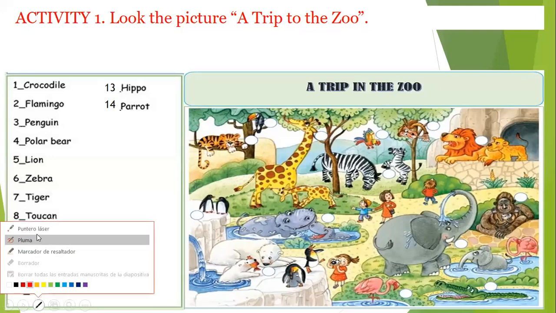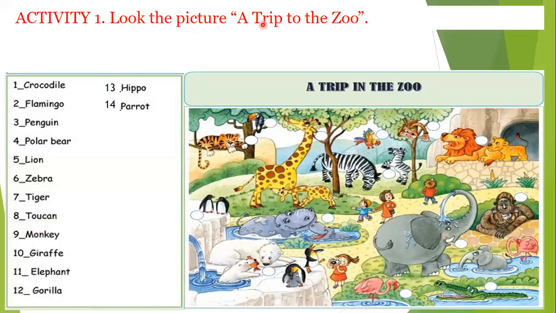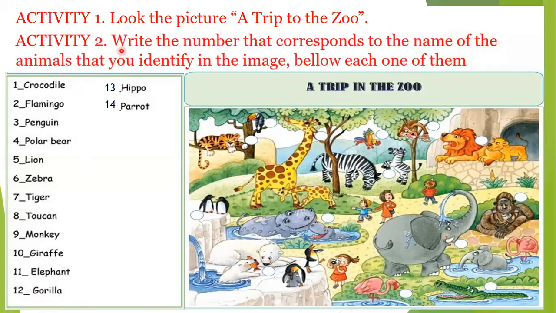Empezamos. Activity 1. Look at the picture, a trip to the zoo. Observemos esta imagen, a trip to the zoo. Esto de aquí es un viaje al zoológico. Entonces, ¿qué es lo que vamos a realizar? Vamos a hacer la actividad number 2.